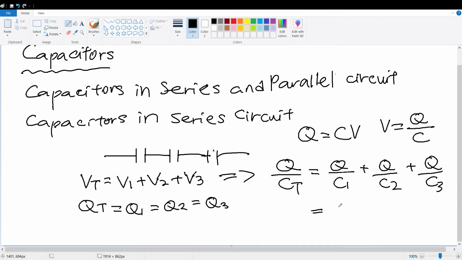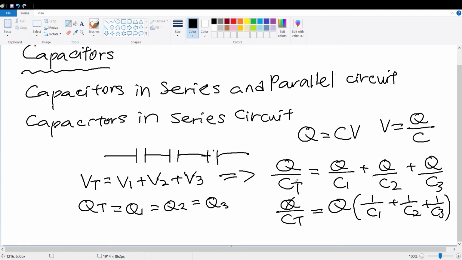If I factorize this Q out of the equation, what I get is 1 over C1 plus 1 over C2 plus 1 over C3, all multiplied by Q, and this equals Q over CT. If both Q cancel each other, finally, I just write it here since there's insufficient space, the total capacitance in the series circuit is 1 over CT equals 1 over C1 plus 1 over C2 and finally plus 1 over C3. So this is the final answer. Okay, so this is the principle for series circuits.